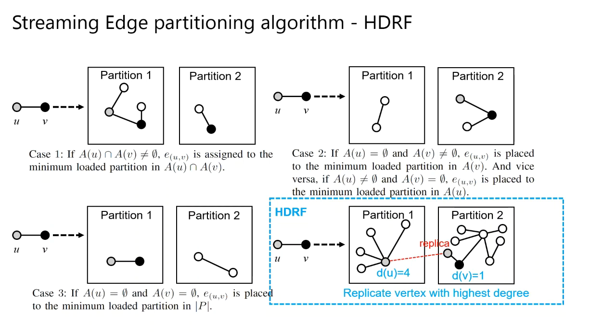Even using partial degree information instead of full degree information, the performance doesn't change much. However, if the graph doesn't follow the power law distribution, HDRF doesn't show a specific advantage in our tests. In some datasets, HDRF is no better than oblivious.